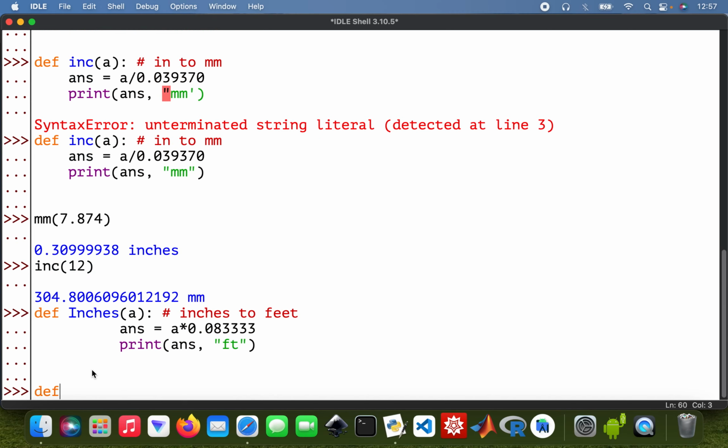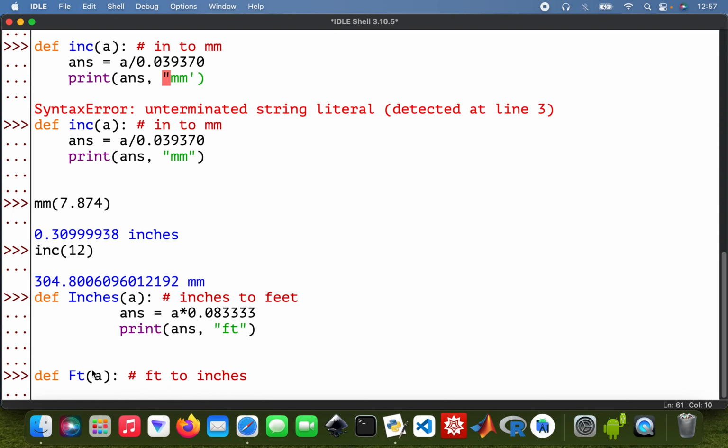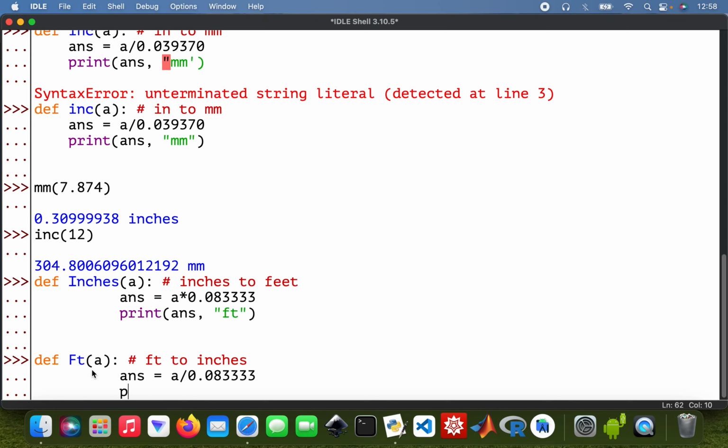And I'll do another one as well, define feet to inches. Oh, sorry, I've got my hashtag. So feet to inches, and my answer is equal to a divided by 0.083333. Then print the answer, with inches as my units.